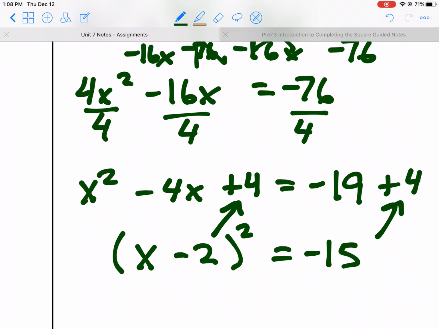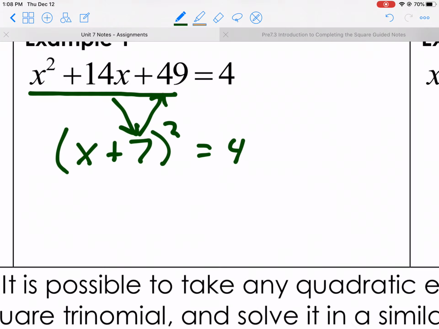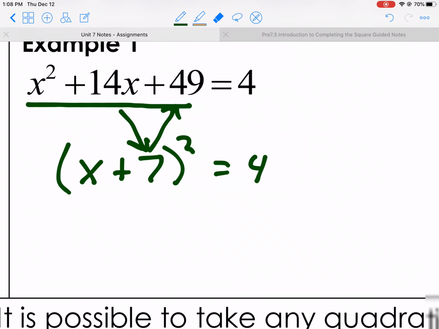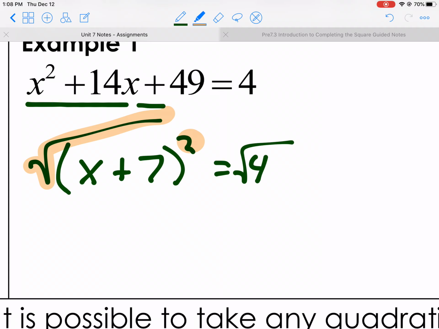Okay, we're on our way. All right, let's go back and solve these that we've had. Now that we have, so I'm back up to example 1. Now that we have quantity squared equals number, at this point we can solve the equation by taking the square root of both sides. The square root and the second power, those cancel each other out.